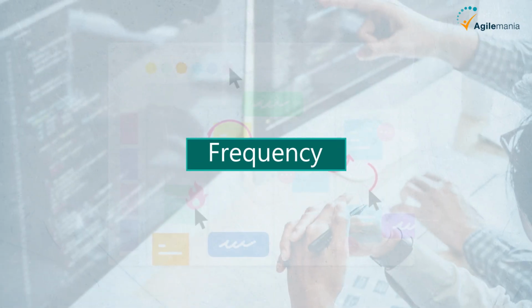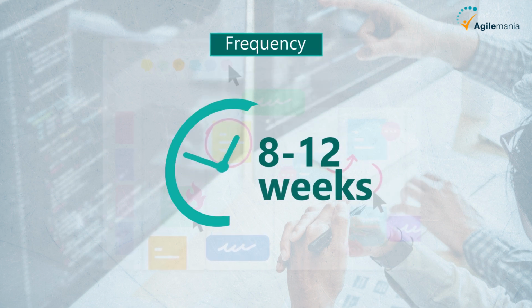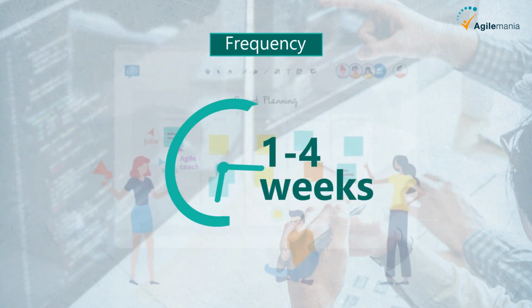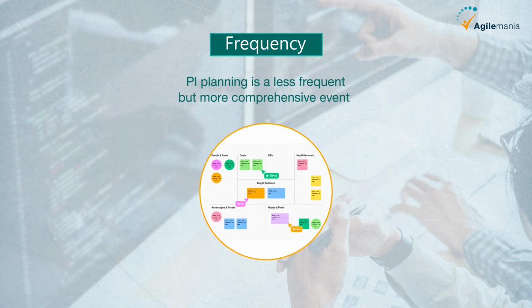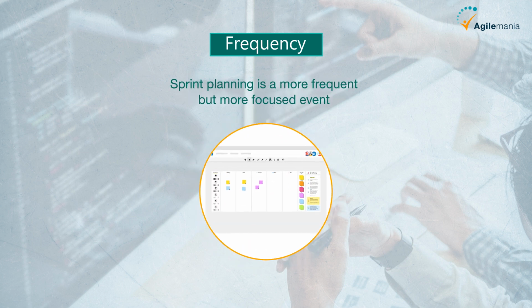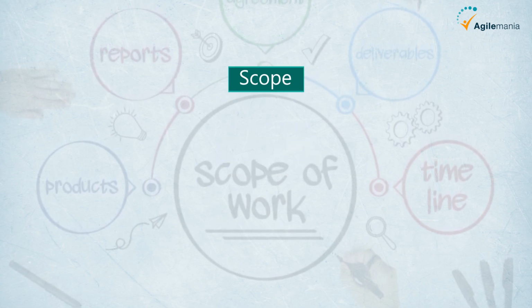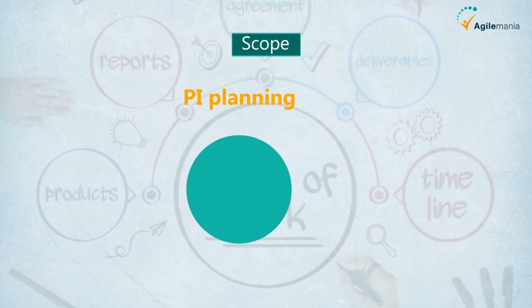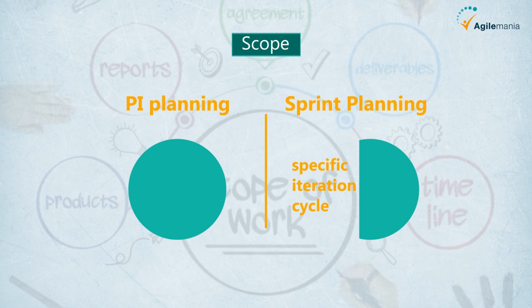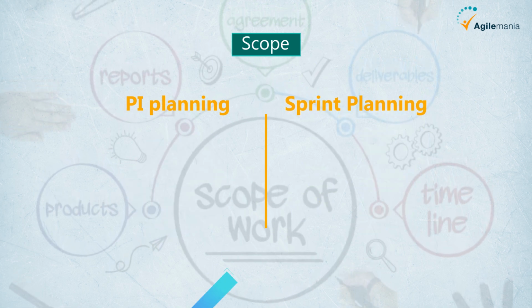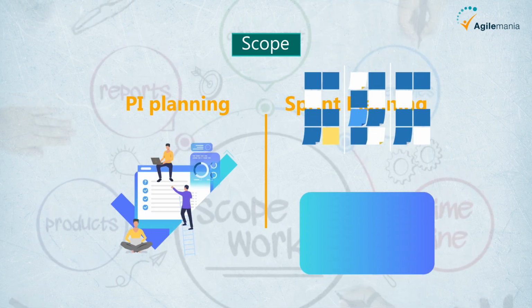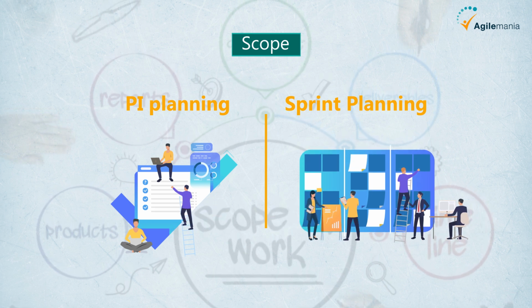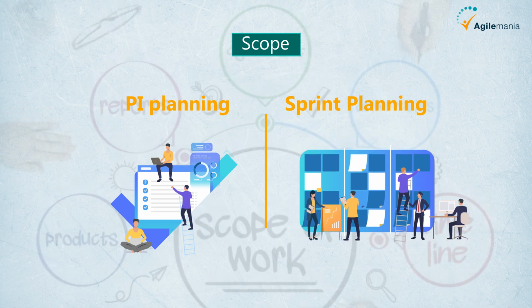Let's start with frequency. PI planning happens once every 8 to 12 weeks, while sprint planning happens once every 1 to 4 weeks. This means that PI planning is a less frequent but more comprehensive event, while sprint planning is a more frequent but more focused event. Next is scope. PI planning covers the entire project, while sprint planning focuses on the tasks for a specific iteration cycle. PI planning involves defining high-level features for the upcoming program increment, while sprint planning involves breaking down these features into smaller, more manageable tasks and user stories.